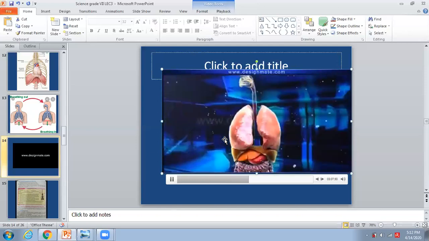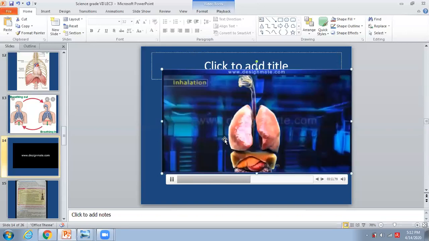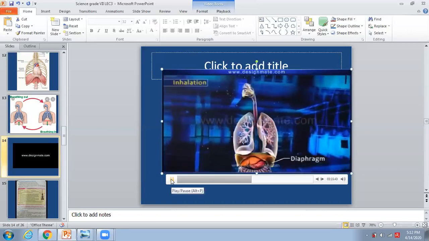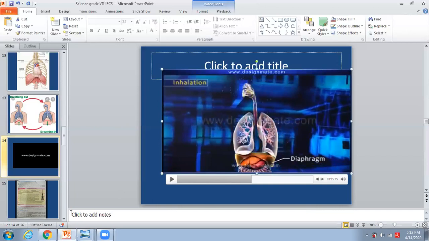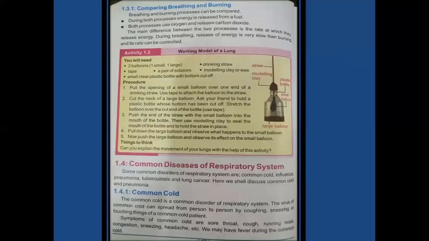So the process of breathing in air rich in oxygen is called inhalation, after the contraction of the muscular diaphragm. So I'm sure, students, you understand this topic, which was about the respiratory system, how it takes place, how this exchange of gases takes place. I'm sure at least you understand.